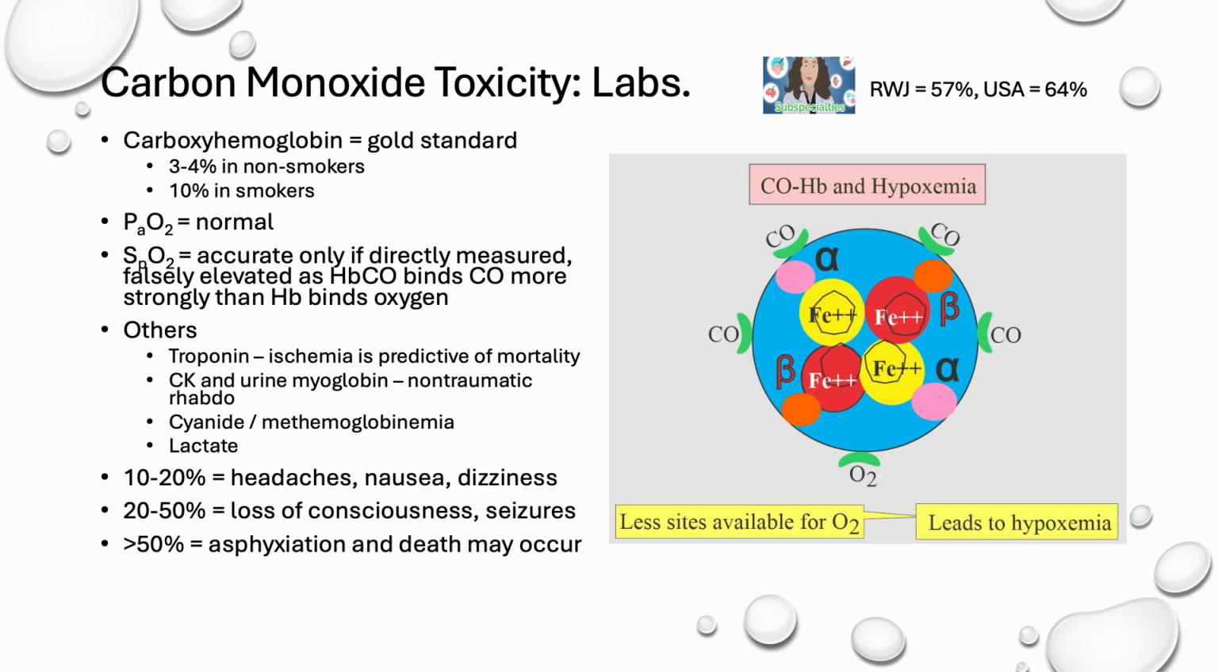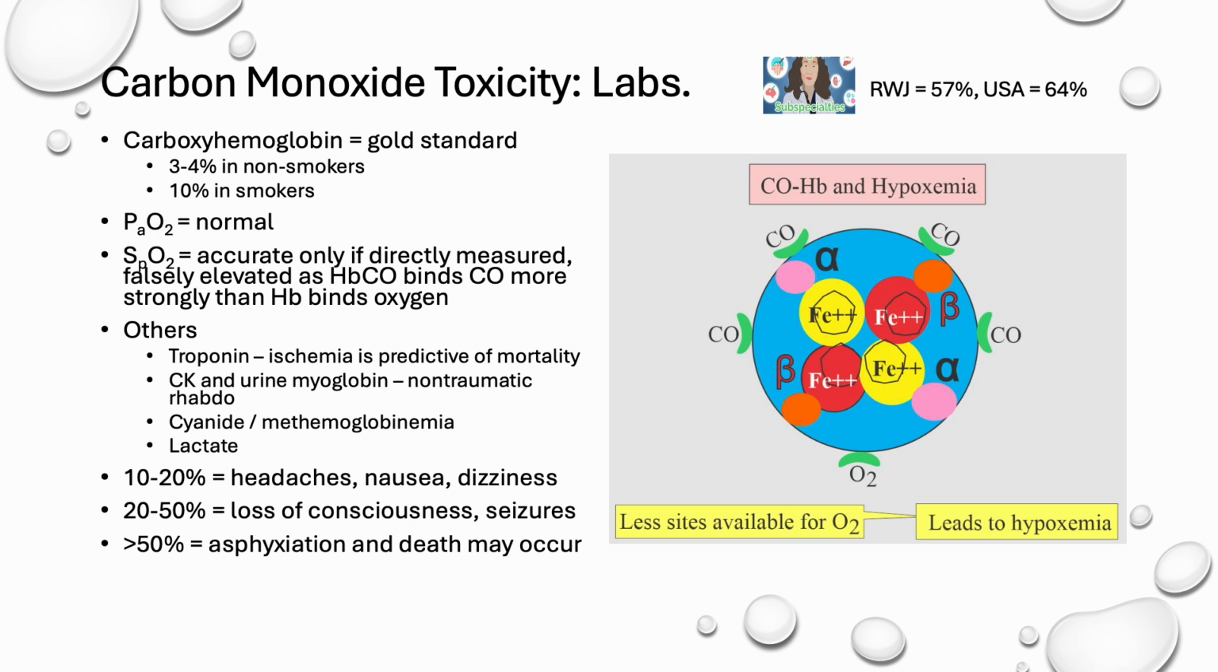A normal level of carboxyhemoglobin in non-smokers is somewhere between 3 and 4%. In smokers, this may be as high as 10%. When looking at monitoring and lab work, PaO2, or the partial pressure of oxygen dissolved in blood, is usually normal, and SpO2, or pulse oximetry, is accurate only if it is directly measured.